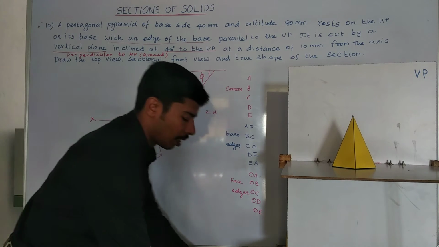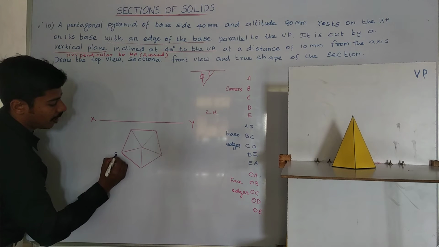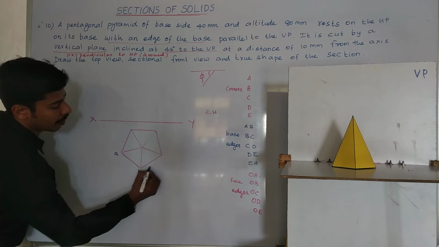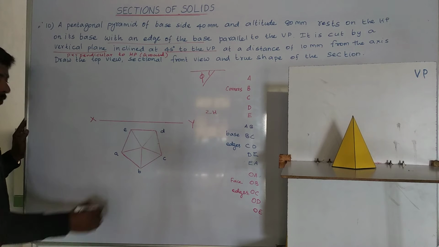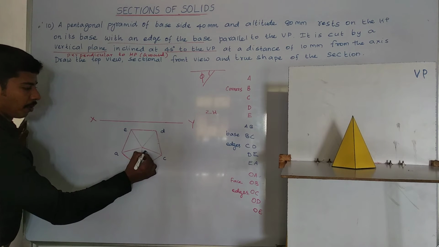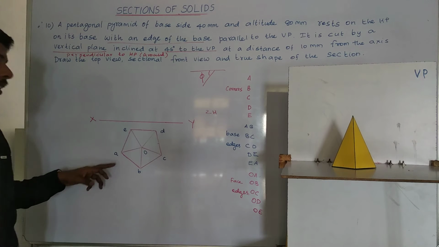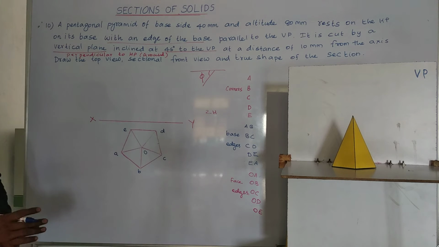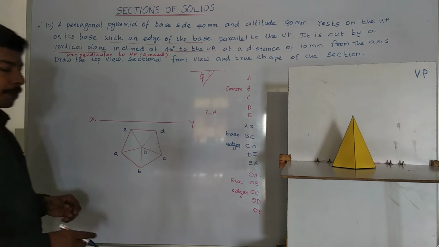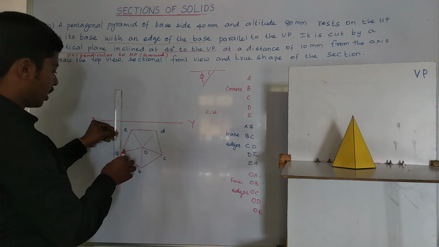Let us mark the corner points. I name them A, B, C, D and E. This center point is O. The base edges are AB, BC, CD, DE and EA. The slant edges are OA, OB, OC, OD and OE. So 10 edges are there. Then project the top view for getting the front view.